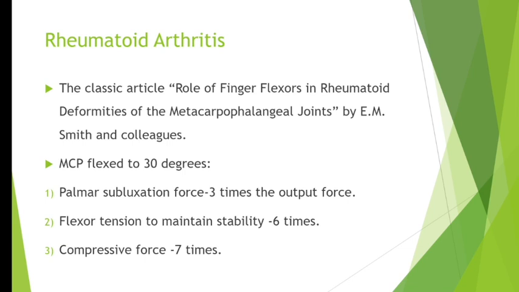Usually the palmar subluxation force is almost 3 times the output force. Then the flexion tension to maintain stability is around 6 times. And the compressive force is almost 7 times the output force. So whenever the MCP is flexed at 30 degrees, the tendency to palmar subluxate is 3 times the extensor force.